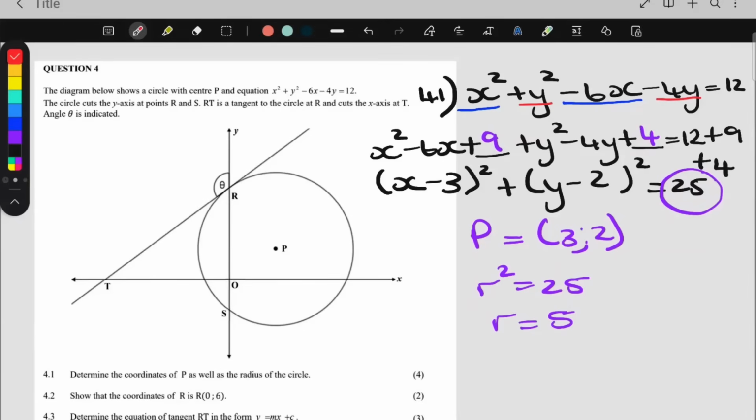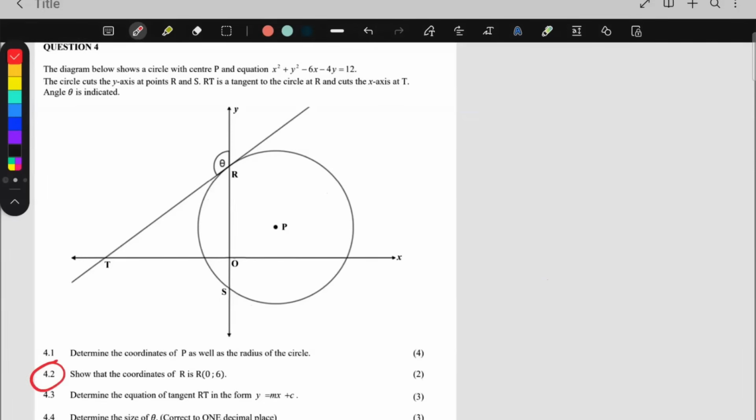Let's mark that. For completing the square, this whole process over here, that's a mark. For changing the right-hand side, that's a mark. For your center and for your radius. That's how you will get your 4 marks.